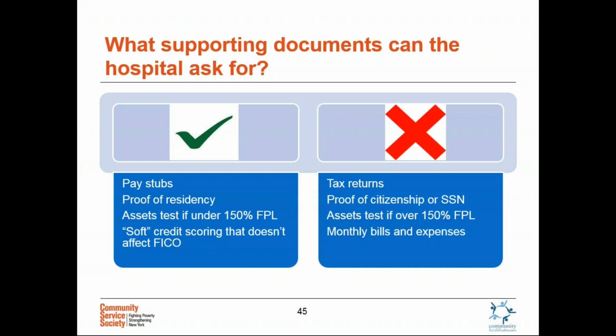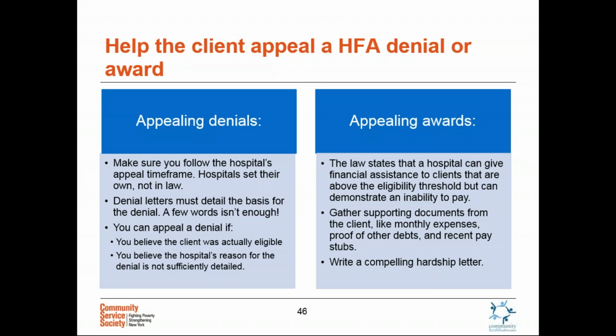But they cannot require copies of the client's tax returns with the application. They cannot require proof of citizenship. They cannot ask for a social security number. They cannot conduct an assets test if the household income is above 150% of poverty, and they cannot require the client to send in copies of their monthly bills and expenses, although this information is often used, at least in our practice, to help establish financial hardship.